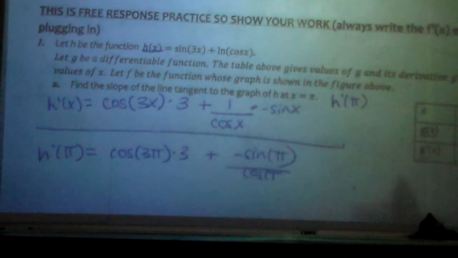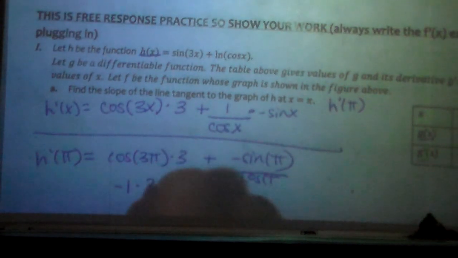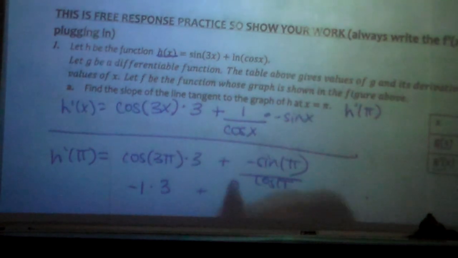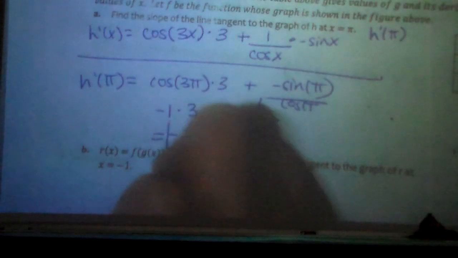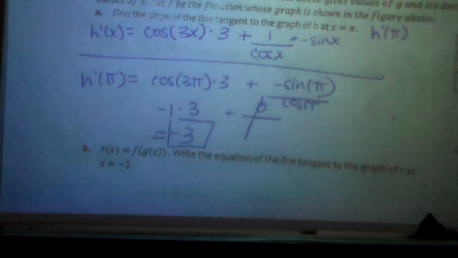Cosine of 3 pi is back over here, that's negative 1 times 3. Sine of pi is 0, so it doesn't matter what it's divided over, it's 0. So your answer is just negative 3. That is the slope of h at x equals pi.